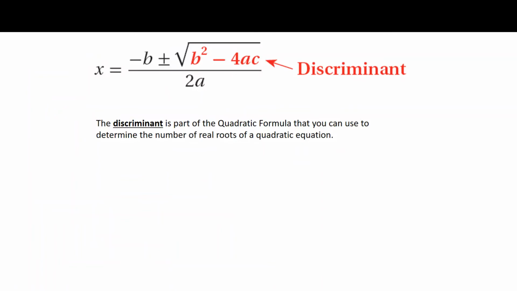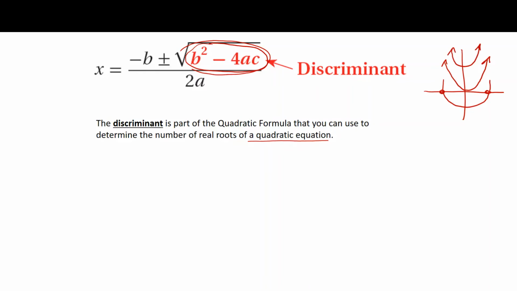Okay, now we're going to talk about this part inside our square root. b squared minus 4ac. This is called the discriminant. It is part of the quadratic formula that you can use to determine the number of real roots of a quadratic equation. So depending on what happens here, we're going to know what our quadratic equation looks like. Did it cross twice? Did it hit the x-axis once? Or no times?